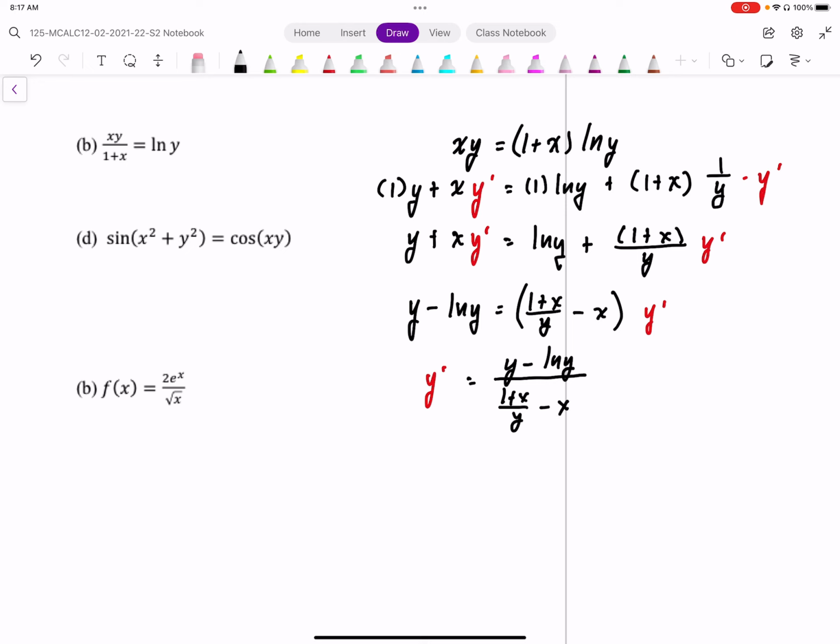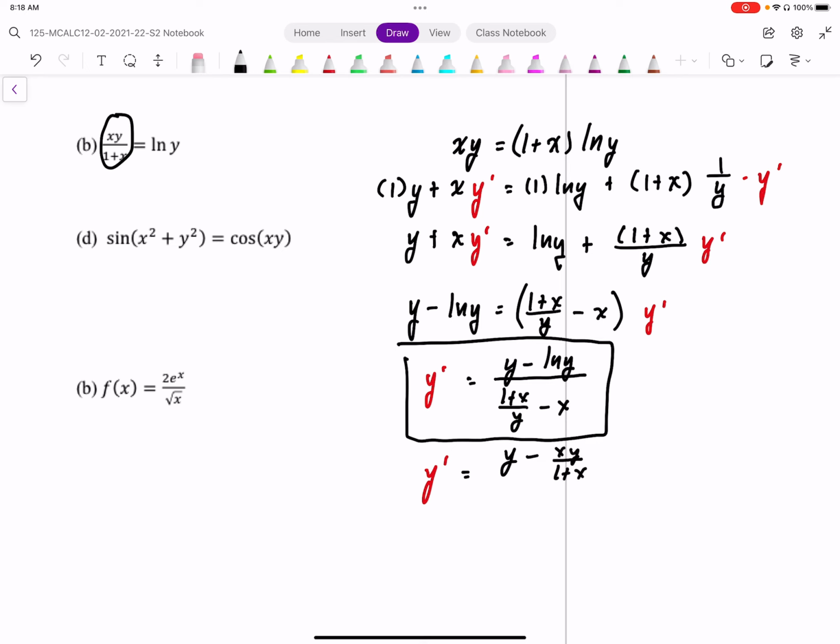So there's our derivative. Now we can rewrite this in a few different ways. So basically this is the solution. Okay, so we have our solution here. There are a few different rearrangements of this. There's an equivalent rearrangement that is y prime is equal to, and we can get rid of the log if we want. We can use the original definition of log y, which is xy over 1 plus x. And this is 1 plus x over y minus x.